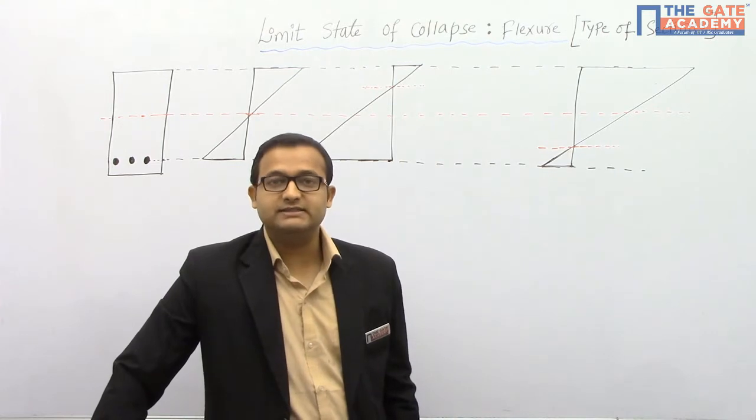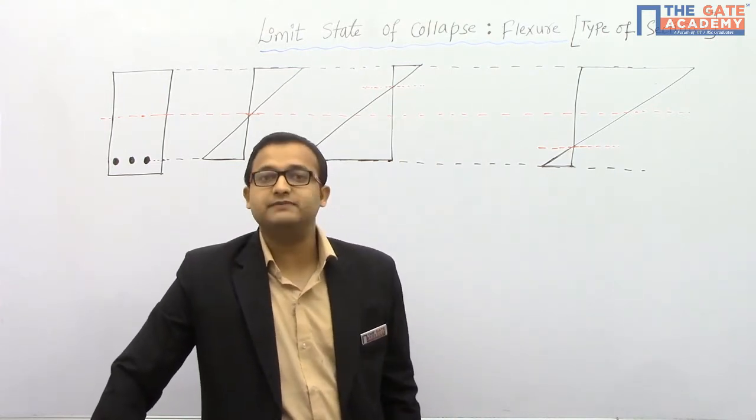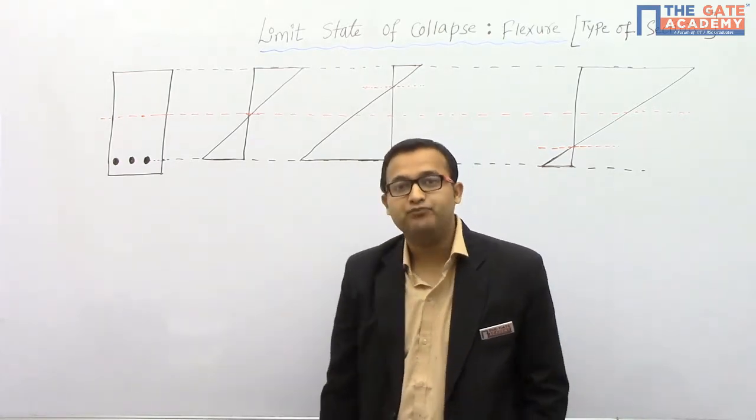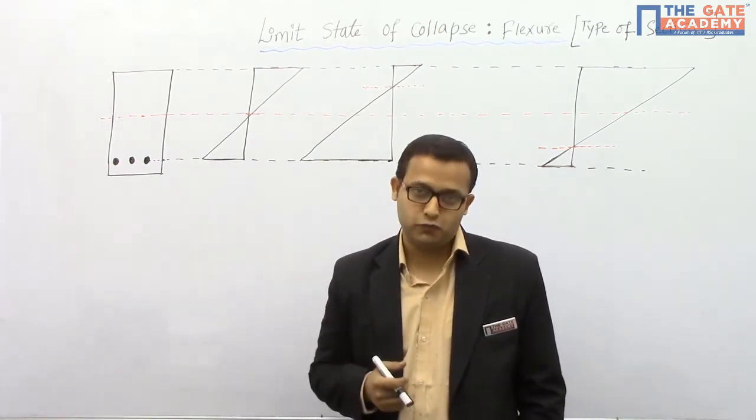Today we are going to discuss the types of sections in the limit state of collapse in flexure. Basically we have three types of sections: balanced section, under reinforced section, and over reinforced section.